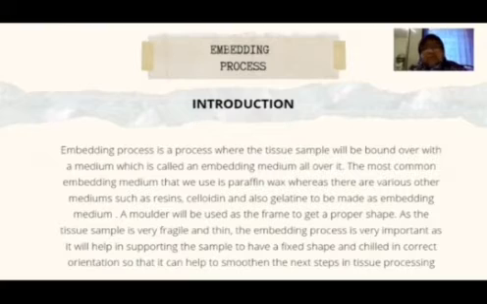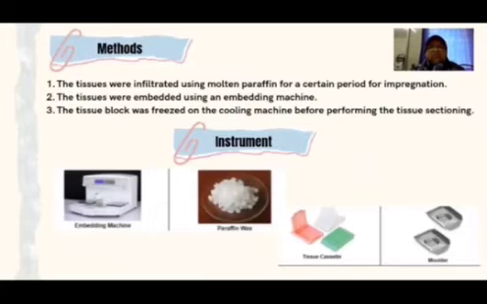I am presenting about the embedding process. The embedding process is a process where the tissue sample will be bound over with a medium, which is called an embedding medium. The most common embedding medium that we will be using is paraffin wax. The methods in the embedding process are that the tissues were infiltrated using molten paraffin for a certain period of impregnation. The tissues were embedded using an embedding machine, and then the tissue block will be frozen in the cooling machine before performing the tissue sectioning.